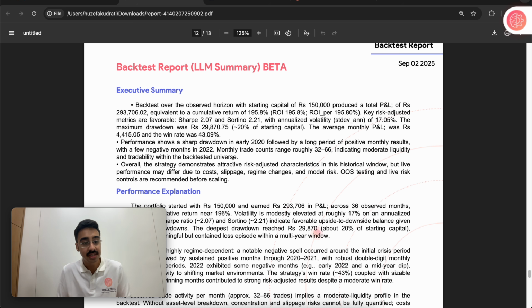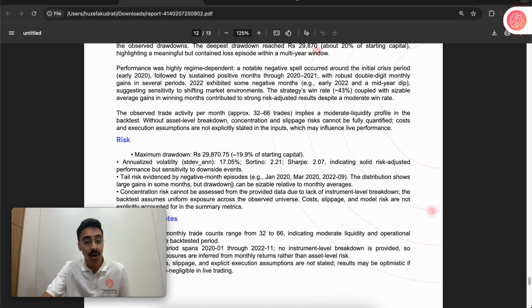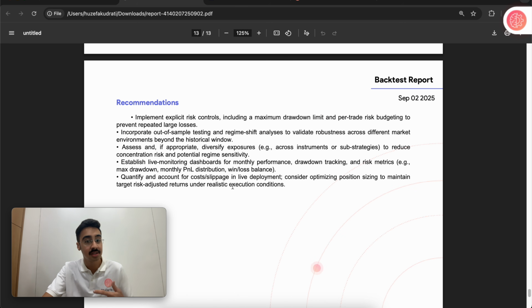Now, what can you do with this summary? You can use this summary to again get insights through a large language model and understand what kind of returns, what kind of performance explanations, what kind of risks, operational notes, recommendations, all of these ideas that machine learning and AI is doing on the strategy is now at your power using this backtest report at no additional cost.